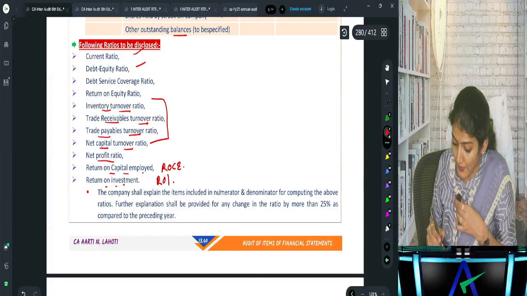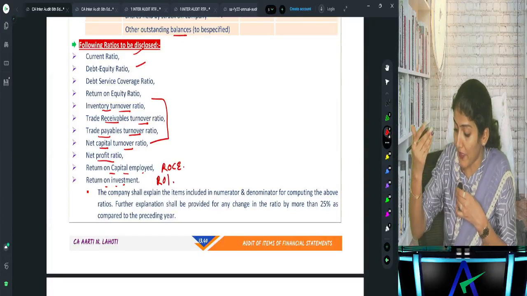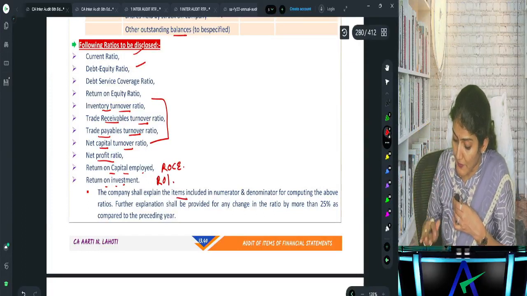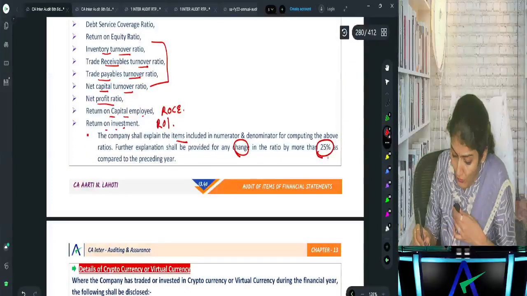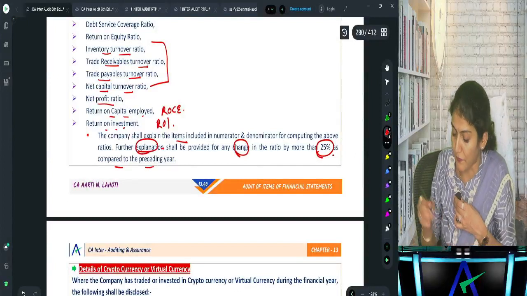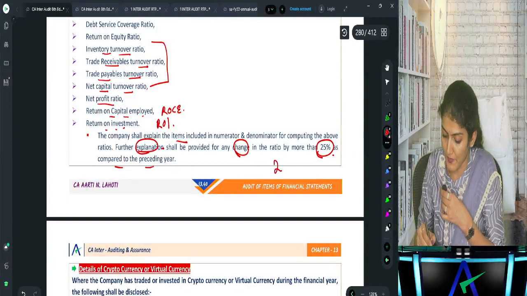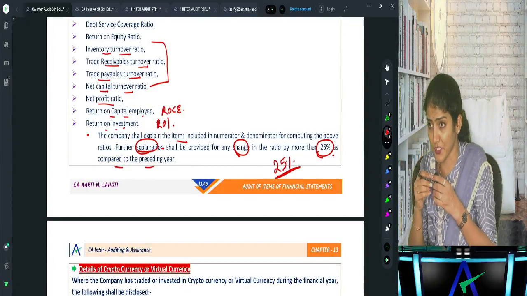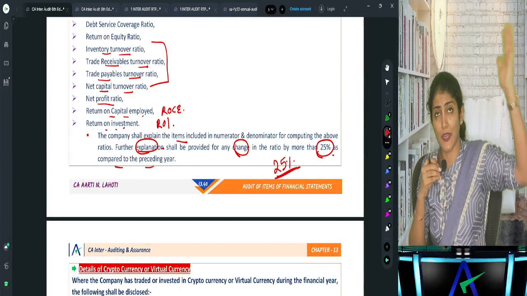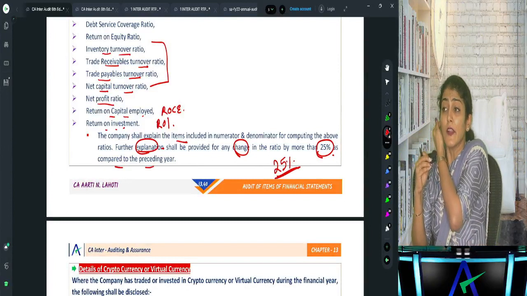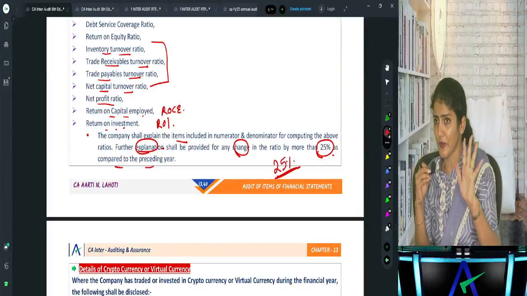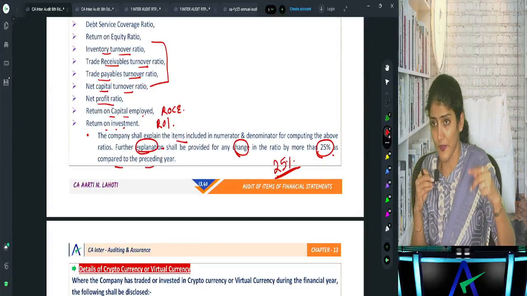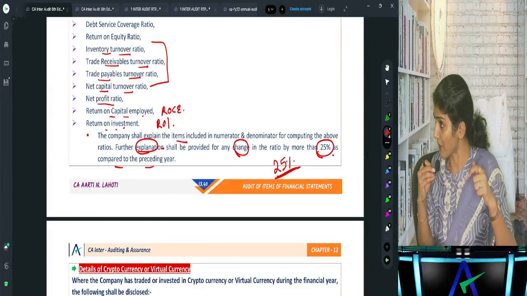And for any of the ratios, including items in the numerator or denominator for computing the above, you have to explain the item. And if there is a change in the ratio of 25% or more, you have to give the explanation. So this is again MCQ or correct and incorrect. As compared to last year, if my debtor turnover ratio this year has a 10% change, then I don't need to give explanation. But if there is a change like 30%, then I have to give further explanation for the same. Are you getting that?